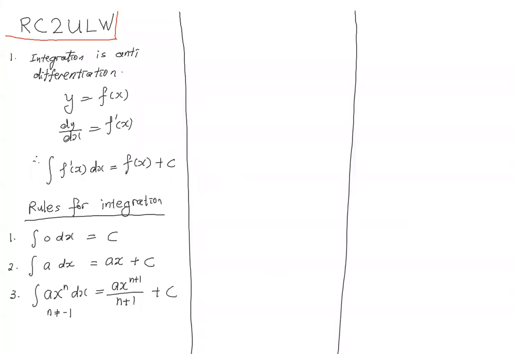All right? But n cannot be -1, which means that if I ask you to integrate 5 over x dx, this one you cannot use formula 3. So this one you must use another formula. All right? So that is what I mean. N cannot be -1. Okay?